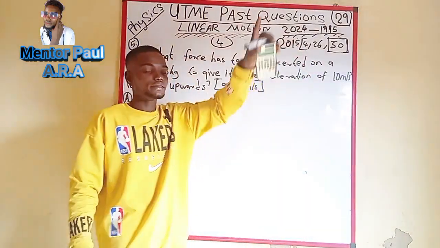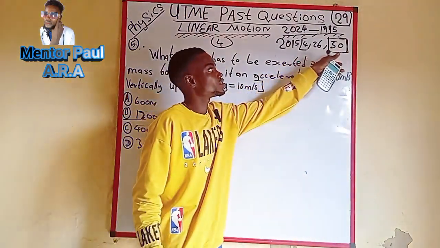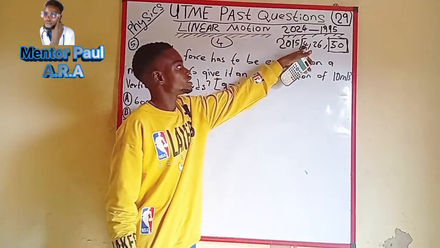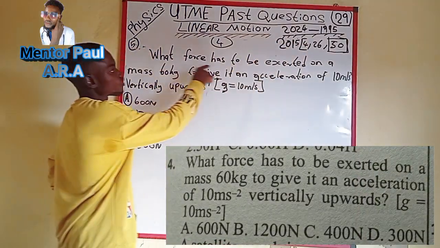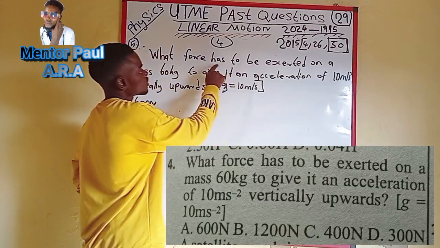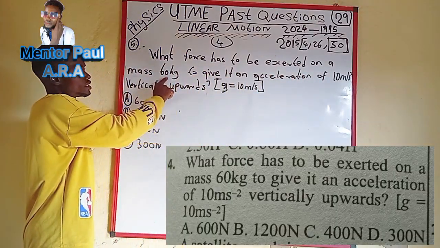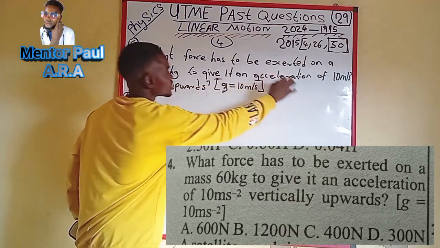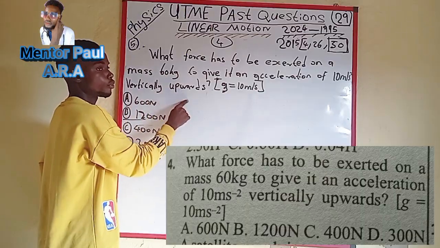Mind you, we have solved the 50th question of 2015. So there are 3 questions from linear motion. This one is the 4th one, and it is our 5th question in this video. We have: what force has to be exerted on a mass of 60 kilograms to give it an acceleration of 10 meters per second squared vertically upward?